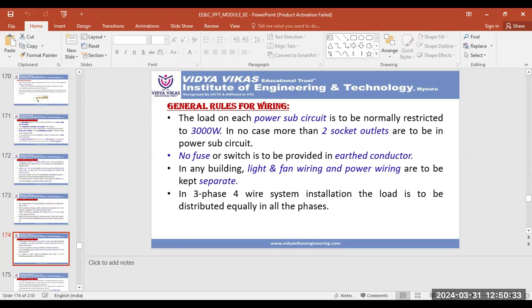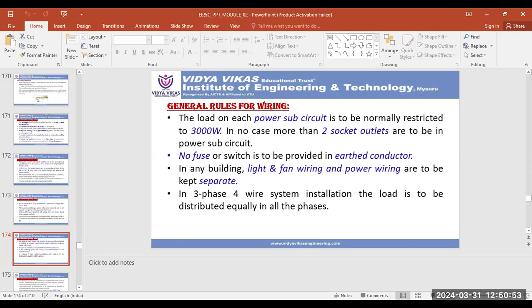So what is the load in this? Total load is 3000 watts, and the number of points is 2, so only 2 socket outlets must be provided. No fuse or switch is to be provided in the earthing conductor. In any building, light and fan wiring and power wiring are to be kept separate. Of course, the power circuit and lighting circuit wiring must be provided separately.